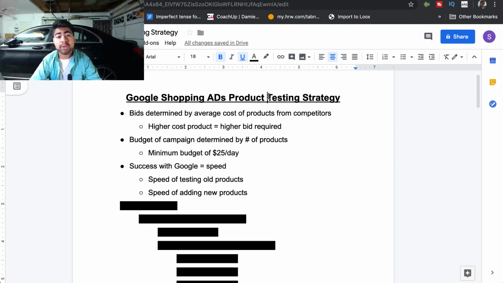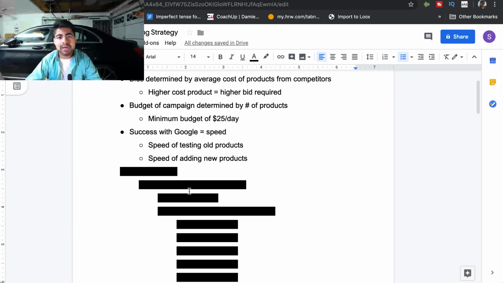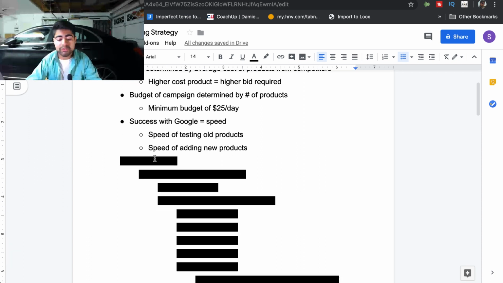But just know that whatever you do with Google Shopping Ads, speed is everything. But now that we've covered the basics of how the campaign is set up, what you should have in mind before really testing the products, let's go ahead and start with the specific strategy. So the first strategy covers those people who have a budget of less than $500. Now, a key note about this, it is definitely possible to achieve success with Google Shopping Ads below $500.